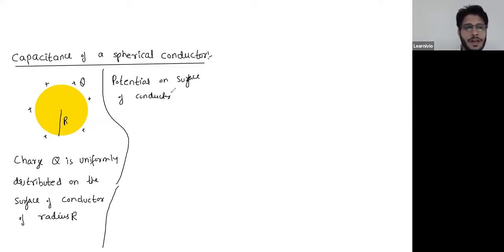So Fatma, what is the expression for potential on the surface of the conductor? We did this in the last class. Potential on the surface of the conductor, V. Fatma. Not P sine theta. I'm asking potential, not potential energy. Potential.